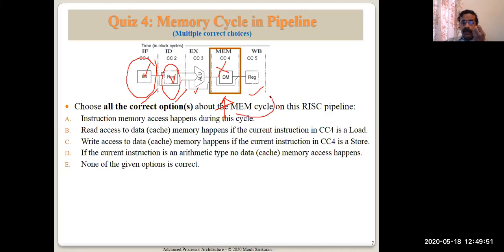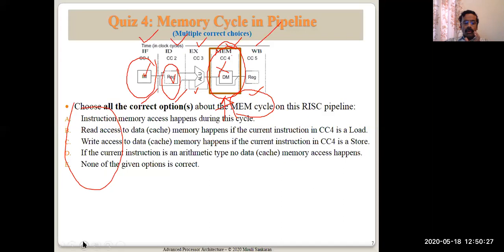I am asking about the memory cycle. That means only one instruction is in the memory cycle. This instruction is in the execute cycle. This is in the instruction decode cycle. This is in the instruction fetch cycle. All of them are there at this particular time instant. All of them are happening, but for different instructions. My question talks about the instruction which is in the memory cycle. I am worried about only this particular instruction in this cycle, and what is happening to it.